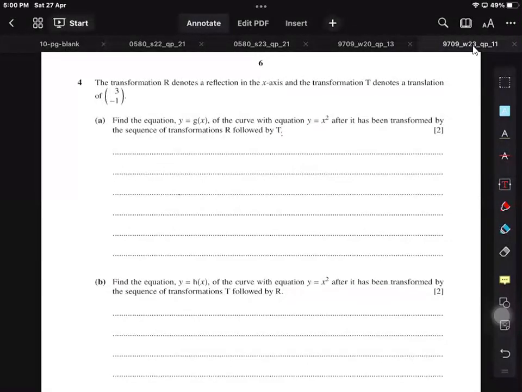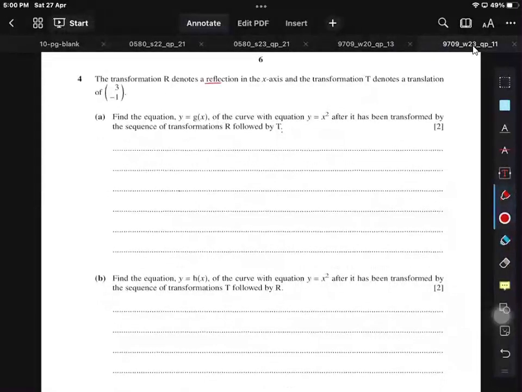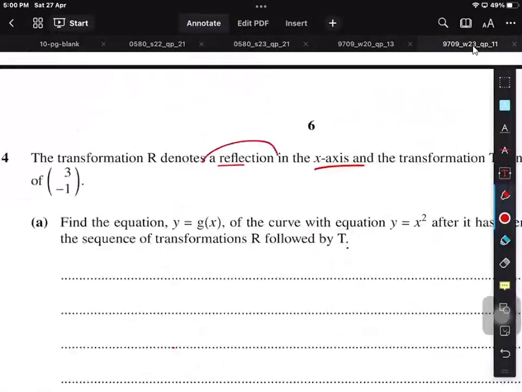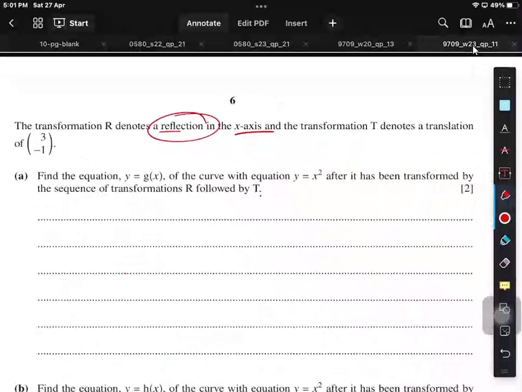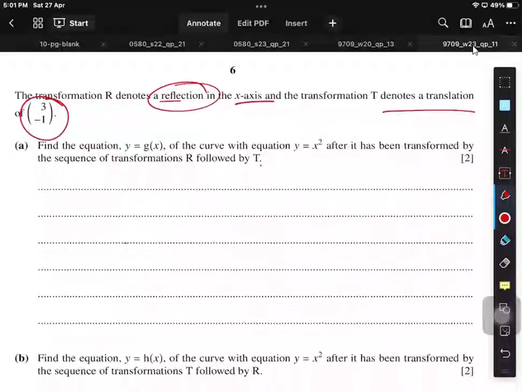Okay, so let's move towards question number 4. The question is basically about transformations. They say the transformation R denotes reflection in the x-axis. So we know when we have the transformation of reflection in the x-axis, our whole equation gets multiplied by minus, okay? And the transformation T is a translation of this, right? This is the matrix of that transformation.